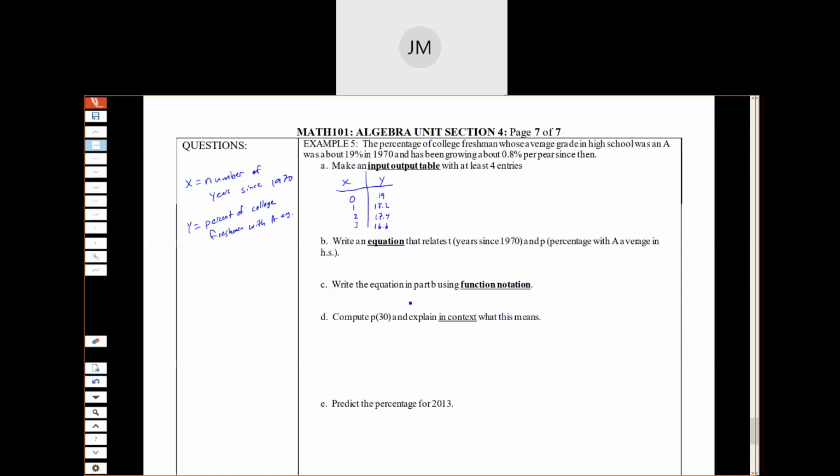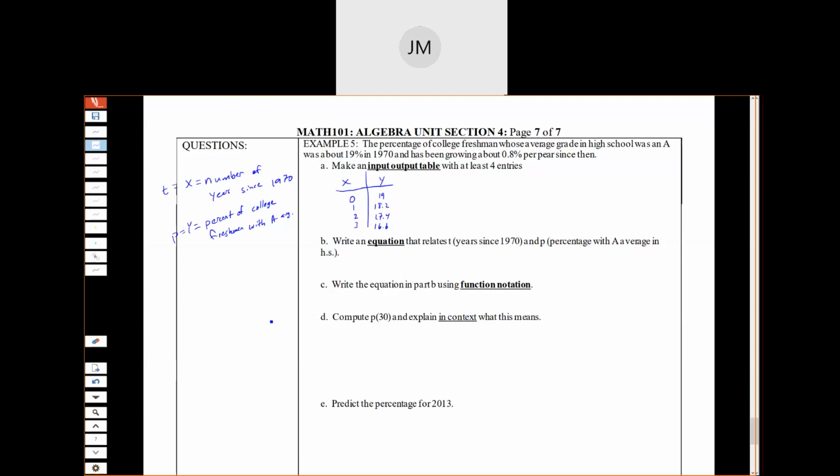Okay. Now let's write an equation. And here they say, oh, they're going to mess things up on us. They're going to tell us our variables. T is going to be the years since 1970, and P is going to be the percentage. So if we had read further, we could have started by saying, all right, let's use these variables. So we're going to pick T now, and we're going to pick P instead of Y.